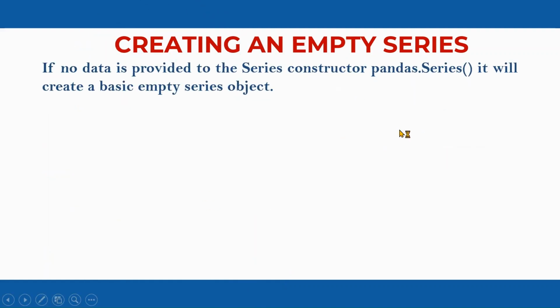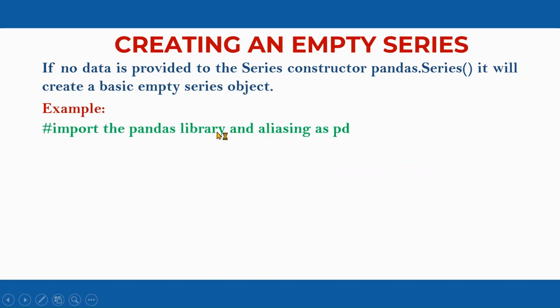Now, how to create an empty series? If no data is provided to the series constructor, that is pandas.Series, it will create a basic empty series object. So for example, you can see here, I need to import the pandas library and give it an alias name, PD, in short. So you need to write import pandas as pd. Now whenever you want to access any of the functions or classes, you can directly use pd instead of writing the complete word pandas.